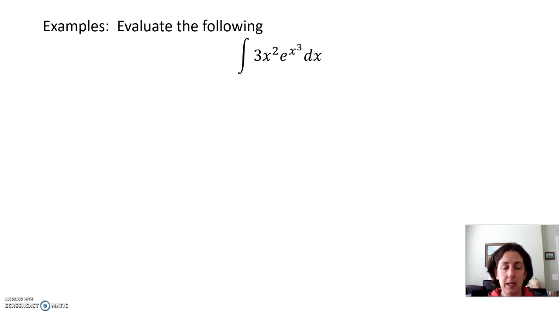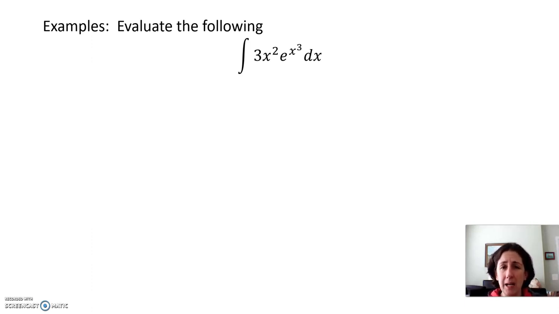Okay, let's see another example. Let's look at this one, the integral of 3x squared e to the x cubed dx. So what we want to do is we want to try to integrate this. So we need to think back to what our integration rules are that we know. We know the power rule, we know the rule for e, we know the rule for the natural log, and stuff like that.